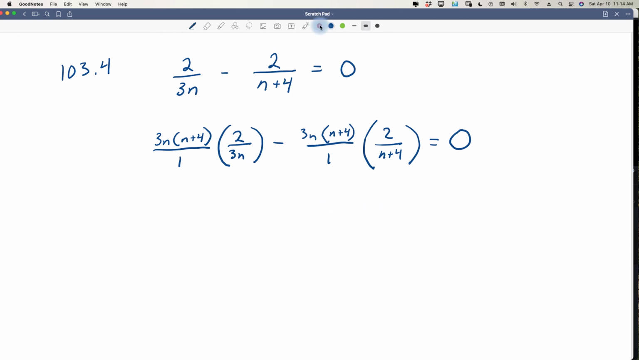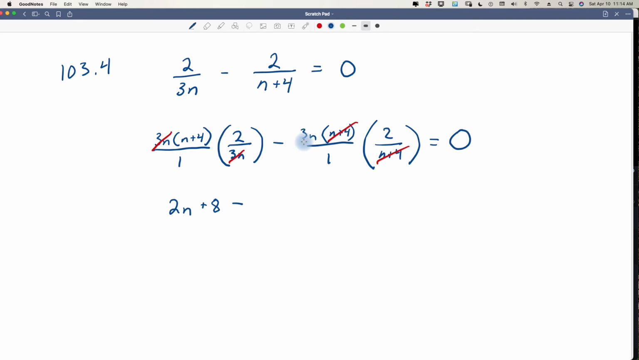All right, let's cancel. We can get rid of the 3n and the 3n. We can get rid of the n plus 4 and the n plus 4. Now we can multiply. 2 times n is 2n. 2 times positive 4 is positive 8. Okay, that's over 1, so that's a whole number.